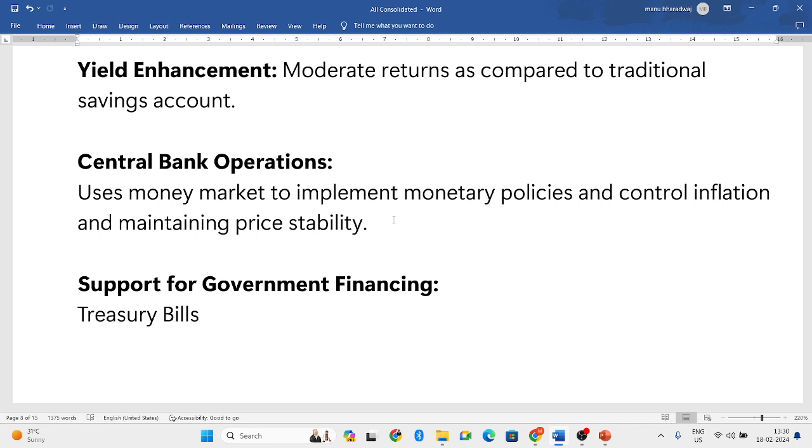Support for government financing. Suppose the government needs certain money, what will it do? It will ask the RBI to issue treasury bills. RBI, on behalf of the government, will issue the treasury bills, collect the money and give it to the government. So it will help the government to raise money through money market instruments. So these are the functions of money market instruments.